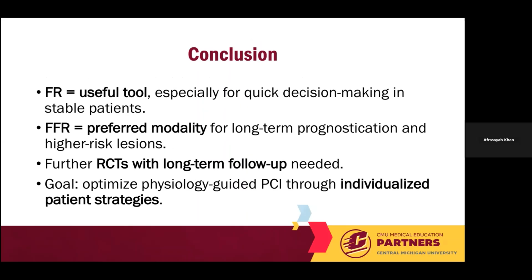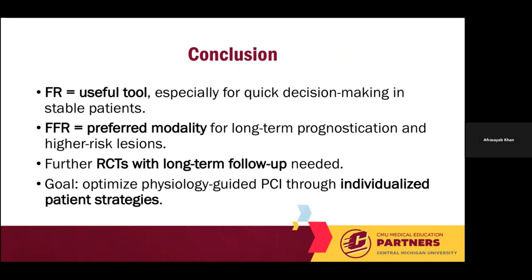Finally, coming to the conclusion, IFR is a useful tool, especially for quick decision making in stable patients. But FFR is the preferred modality for long-term prognostication as well as high-risk lesions because we do not have long-term data with using IFR yet.